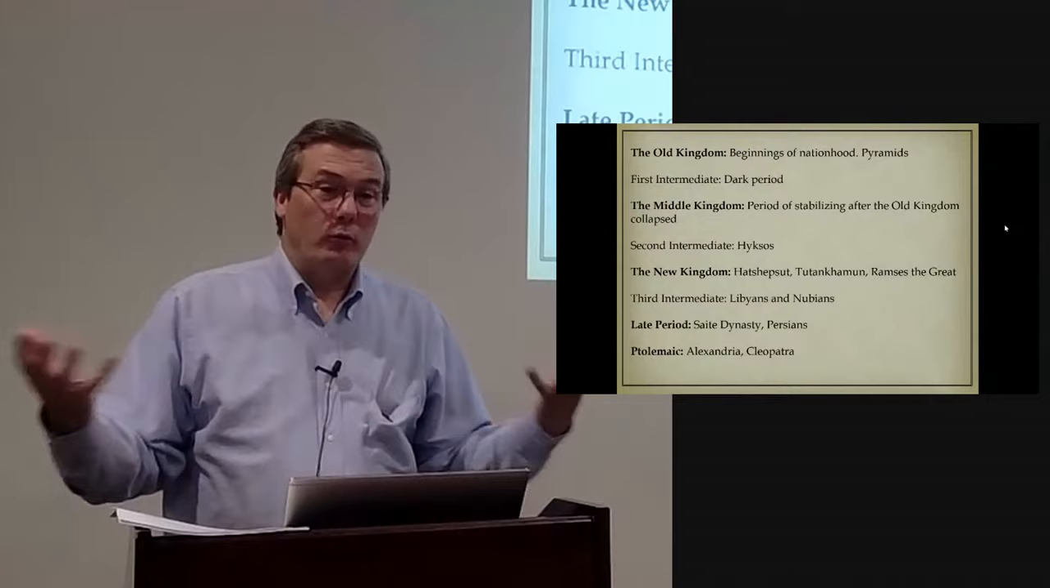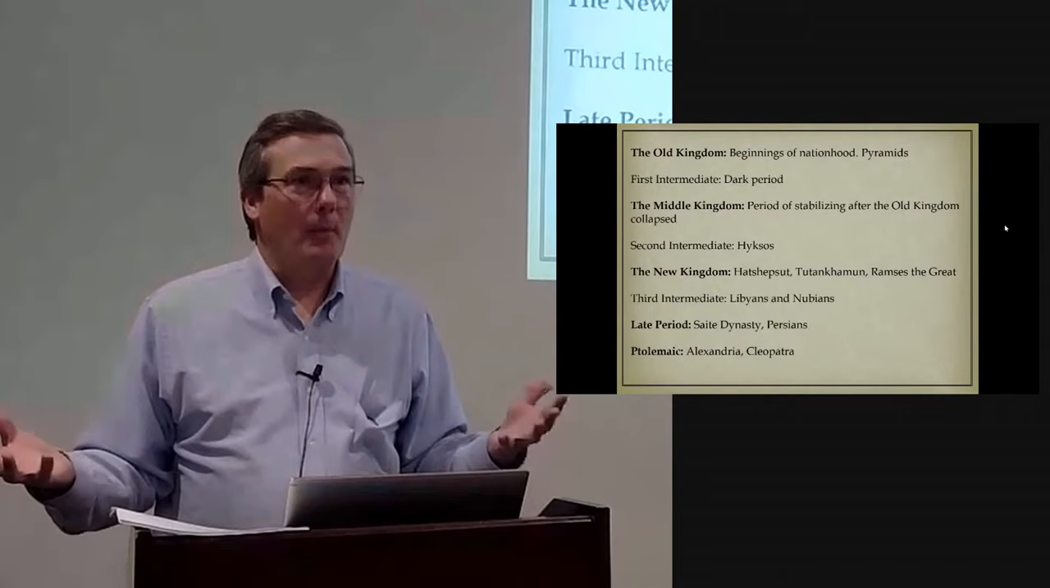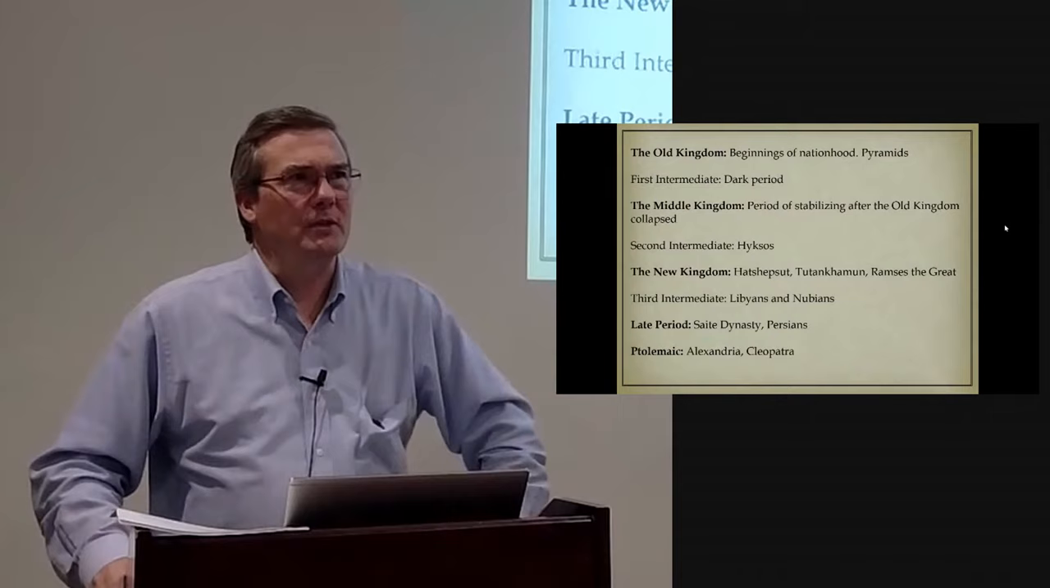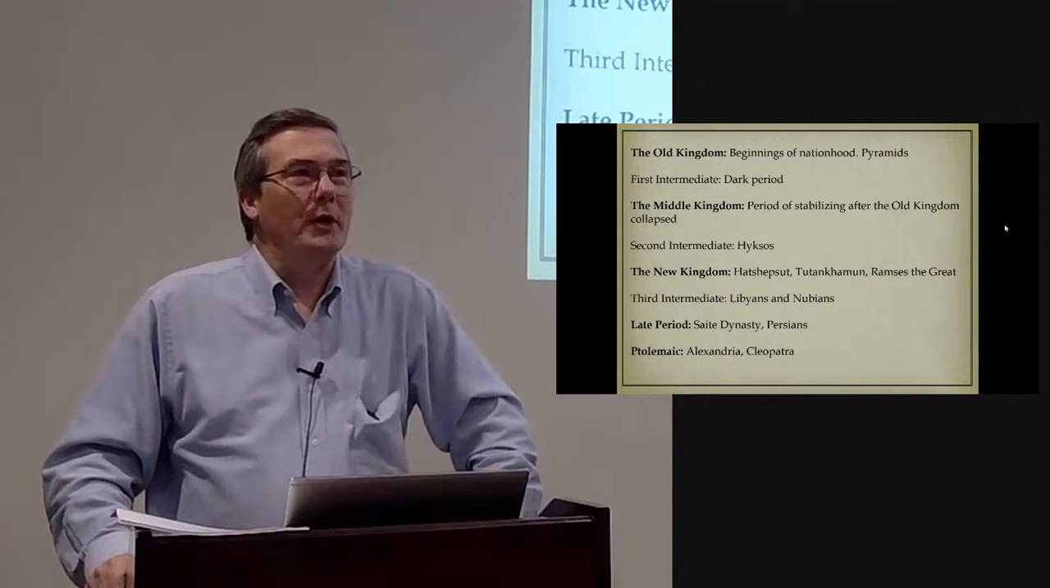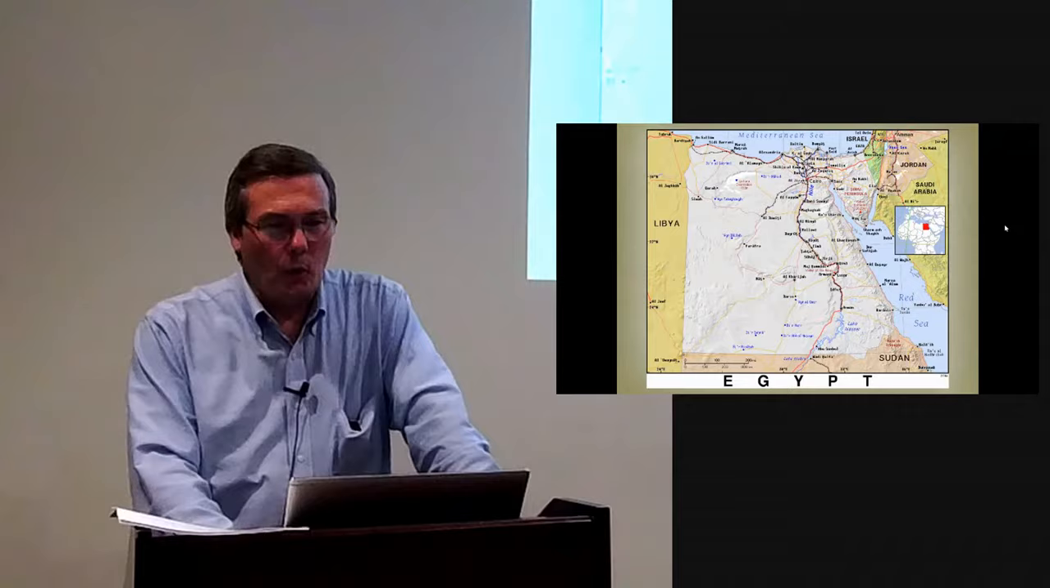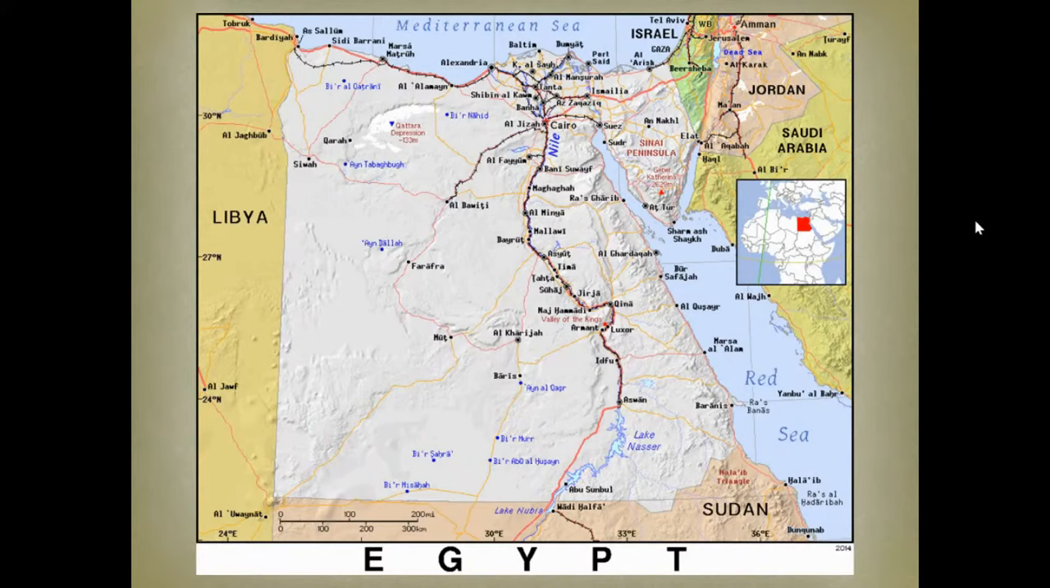Egypt actually then is dominated by foreign powers up until modern times, like 1956, when Egypt established its independence from the British. So that's an overview. There's Egypt. Think about this as we go through and talk about these events and places. Up here, you can see the pointer.